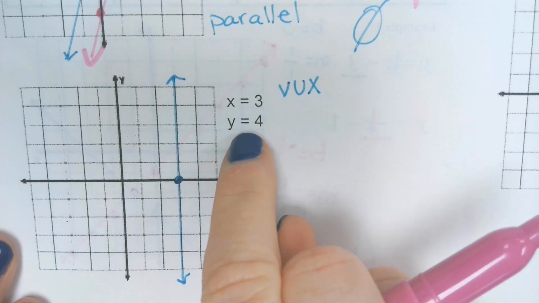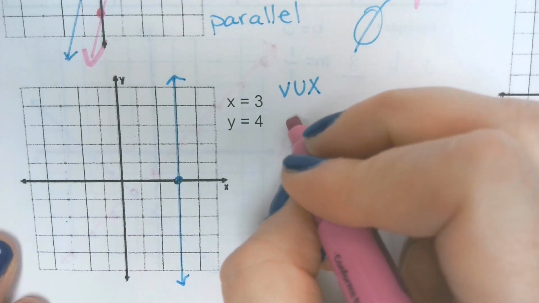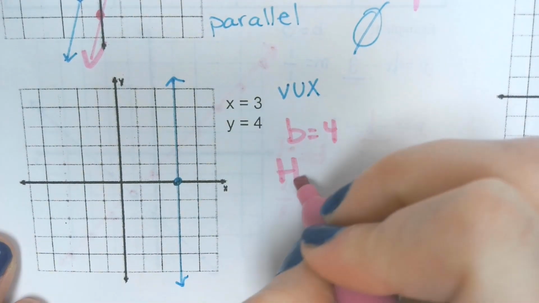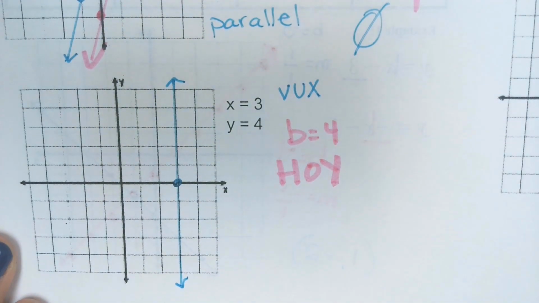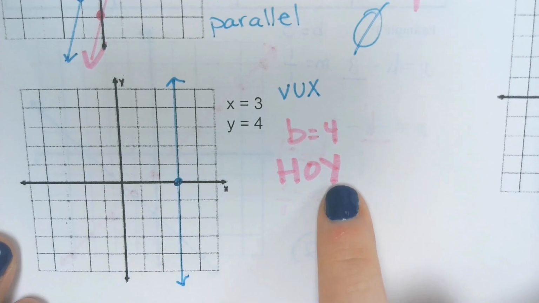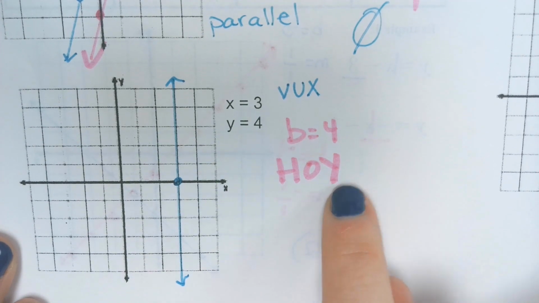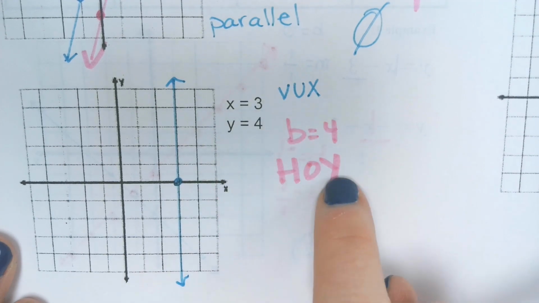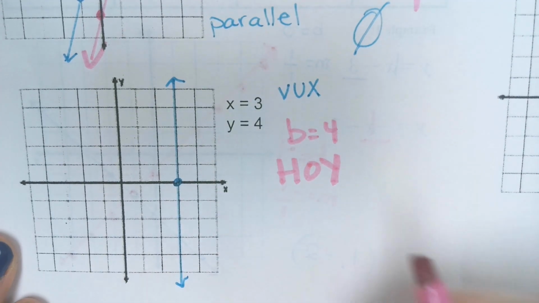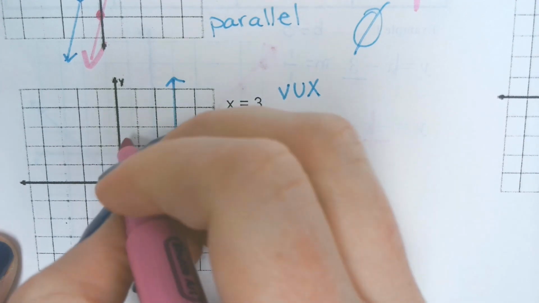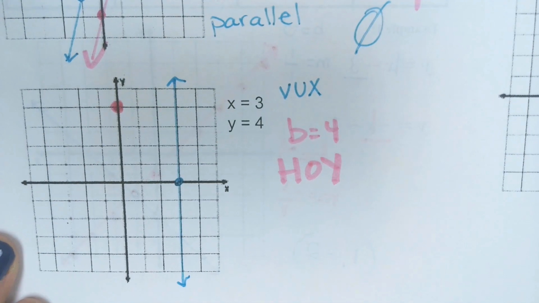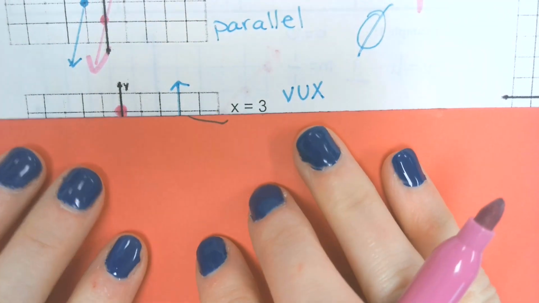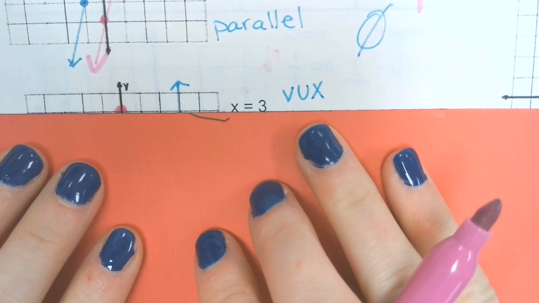And then this is y equals 4. We did that earlier. We said b was 4. It is HOI because it only has one variable. The variable is y, so it's HOI because you look at the last variable of our acronyms, either VUX, which is x equals, or HOI, which is y equals. And we're going to do y equals 4. So go up to 4 on the y-axis and draw your line.